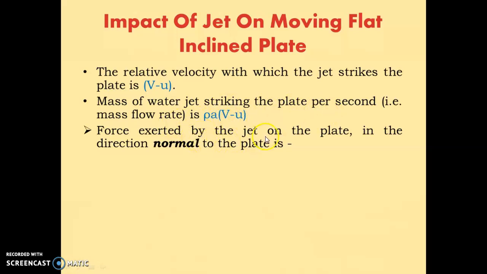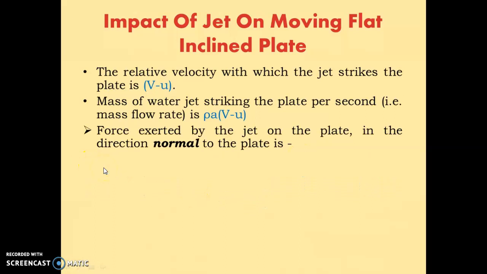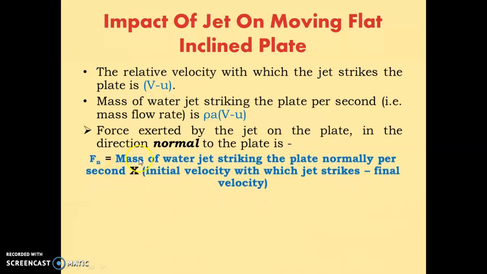Now the force exerted by the jet on the plate in the direction normal to the plate is Fn, the normal force which acts on the plate. So Fn is equal to the mass of water jet striking the plate normally per second, or nothing but the mass flow rate, that is rho a into (v minus u).